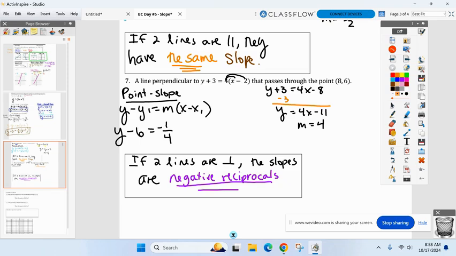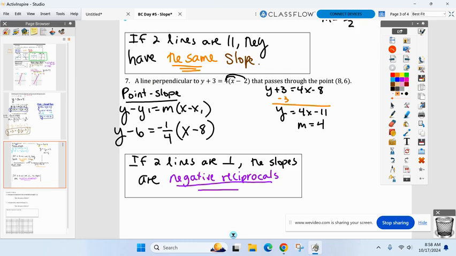Everyone see that now? If it's parallel, I keep the slope. If it's perpendicular, I do the negative reciprocal. Let's finish this beast. X minus 8. If you need slope intercept, you clean it up, distribute the negative 1/4. Everyone good on parallel versus perpendicular? That's the big thing. Slopes are the same if they're parallel. Slopes are negative reciprocals if they're perpendicular.